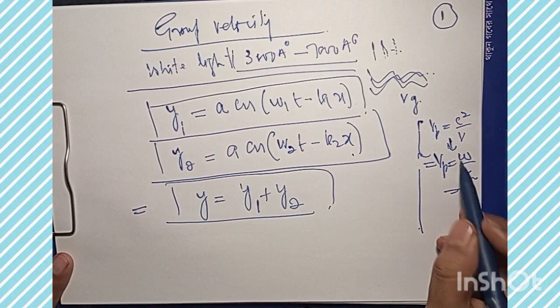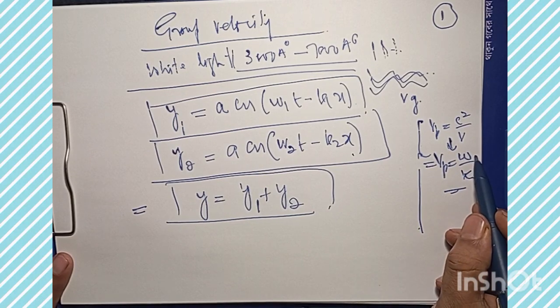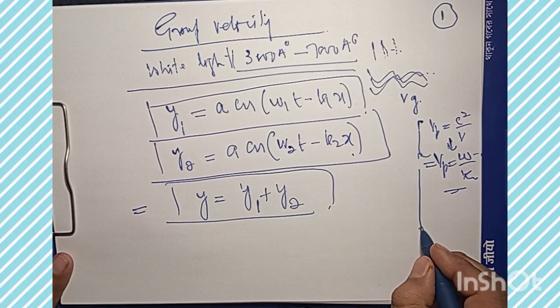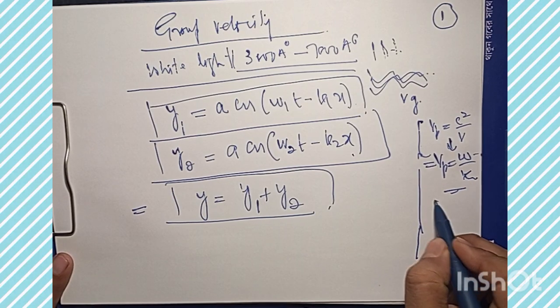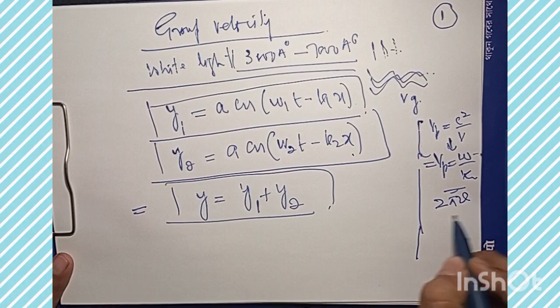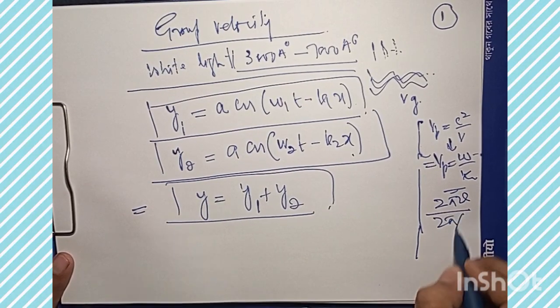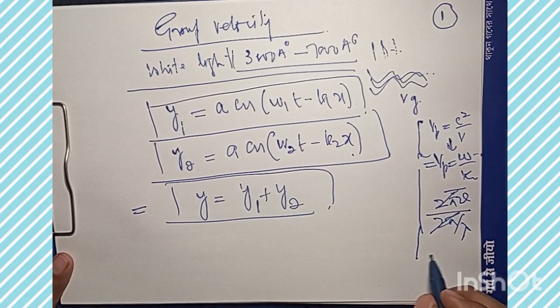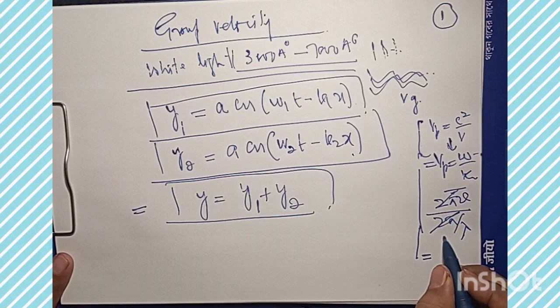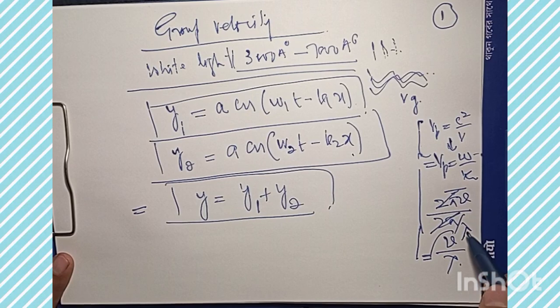So this phase velocity is omega by k, where omega is the angular frequency and k is the propagation vector. Now, for omega we have 2 pi nu, for k we have 2 pi by lambda. This 2 pi and 2 pi can be cancelled, and we will have the velocity that is nu by lambda. So this lambda will go up, so nu lambda will give us the phase velocity.